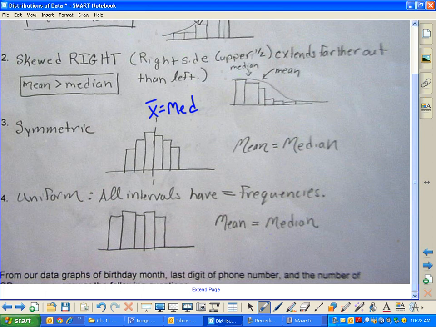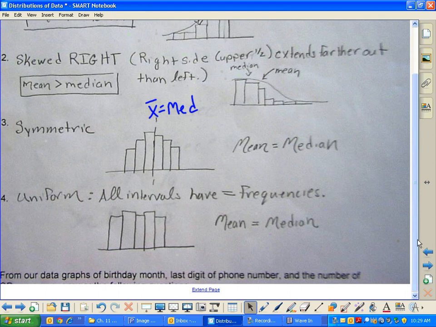And then lastly, we have uniform. All our bars could be relatively the same frequency, same height. Your mean and your median would be roughly the same number in this as well. It is a special type of symmetric graph, honestly. So that's that.